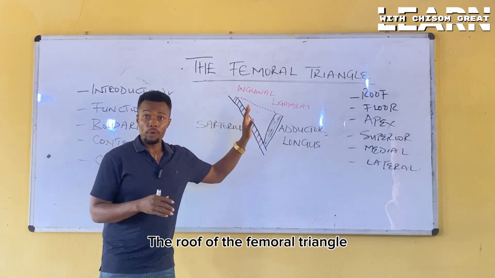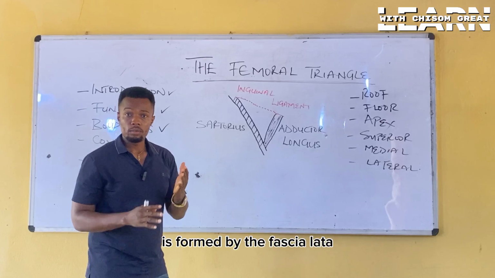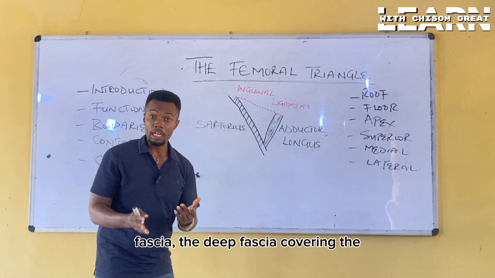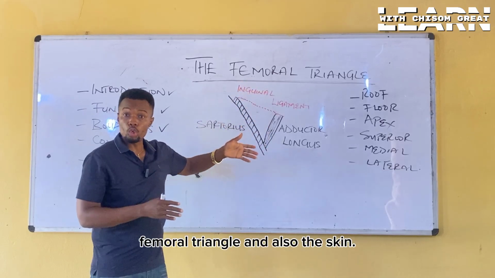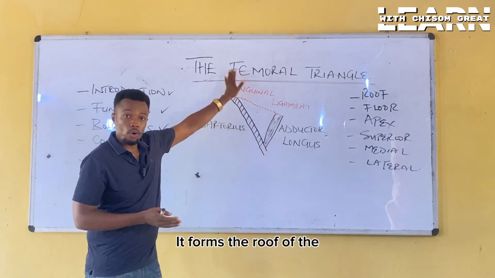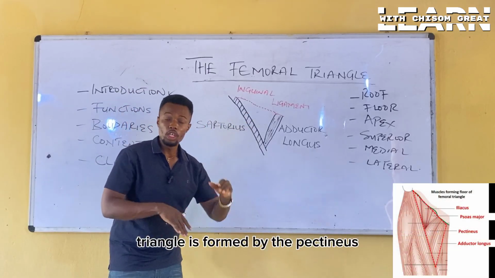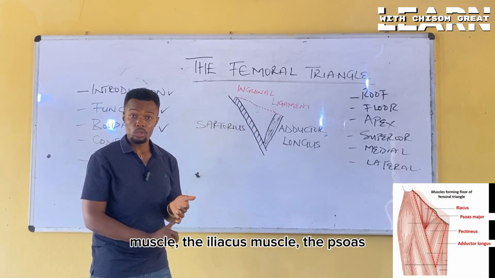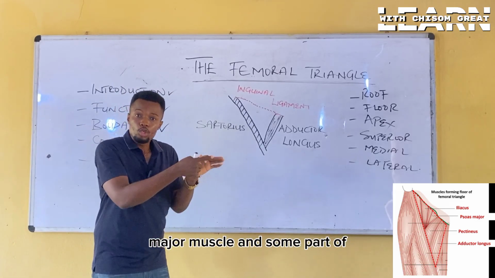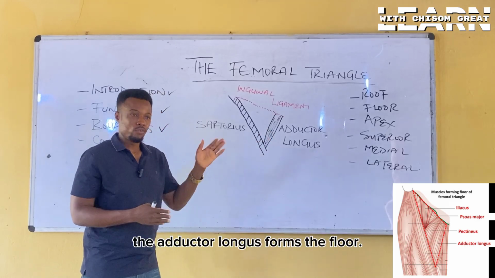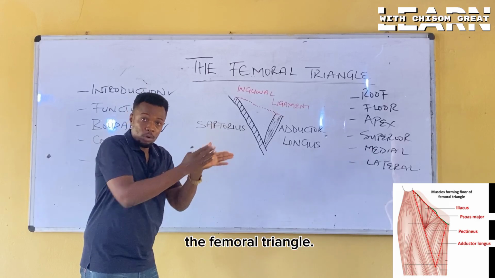The roof of the femoral triangle is formed by the fascia lata, or you can say the superficial fascia, the deep fascia covering the femoral triangle, and also the skin. It forms the roof of the femoral triangle. Then the floor of the femoral triangle is formed by the pectineus muscle, the iliacus muscle, the psoas major muscle, and some part of the adductor longus. So the floor is under the femoral triangle.